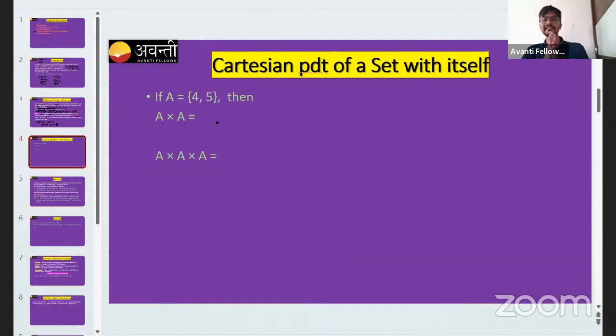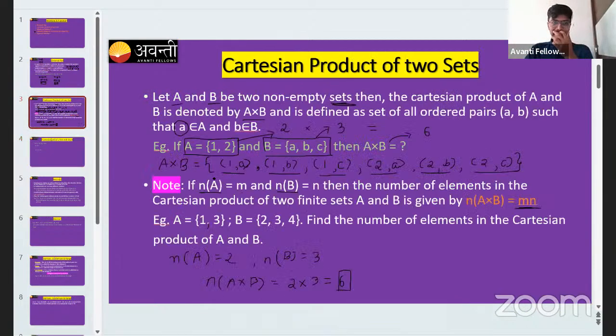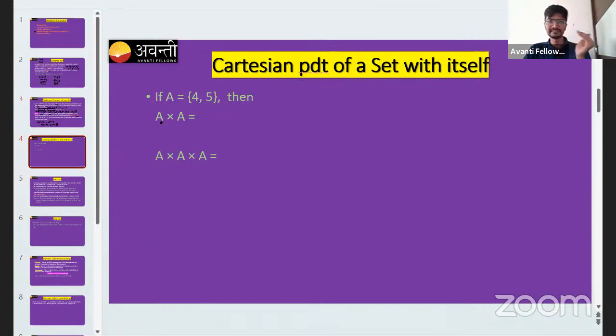Next is the Cartesian product of a set with itself. This is the last part before we dive into the main definition of a relation. So, Cartesian product of a set with itself. Till now, we were taking the Cartesian product of A and B, meaning A cross B. So now if I want to take the Cartesian product of a set with itself, meaning A cross A, then here it is also a set of ordered pairs, but the first element should be from A and the second element should also be from A.